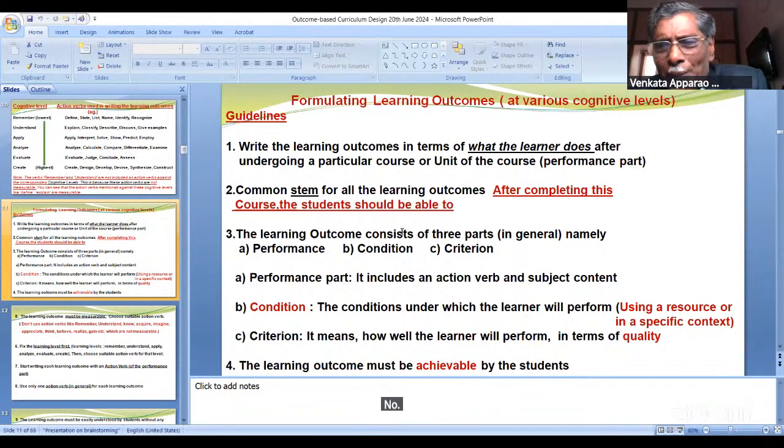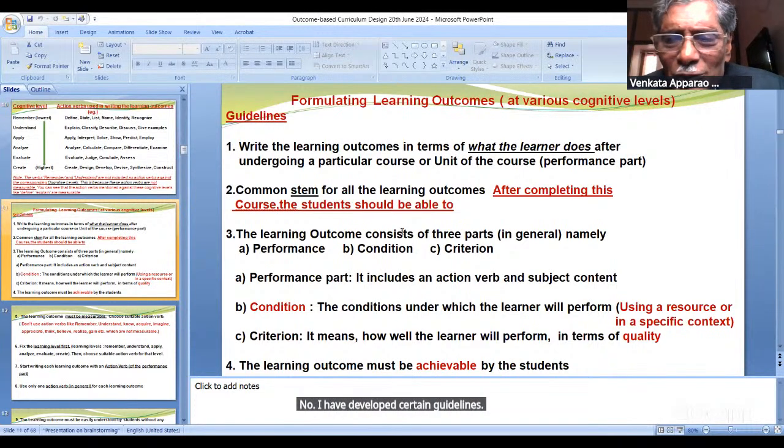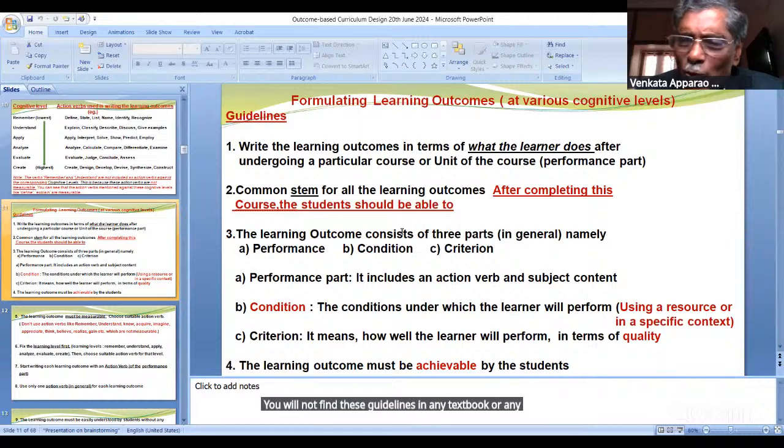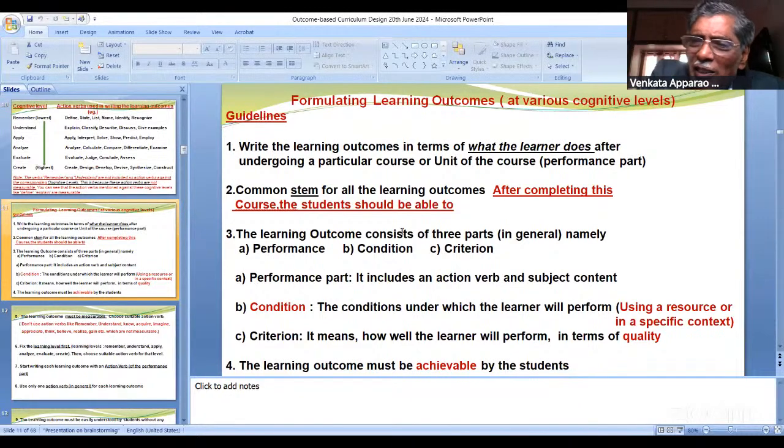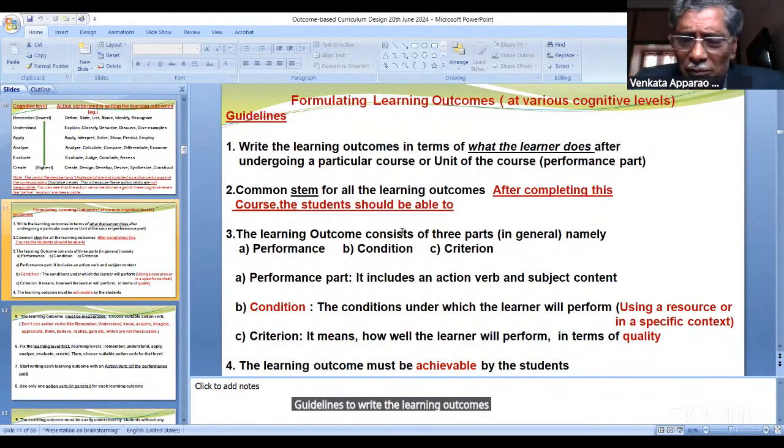Now, I have developed certain guidelines. You will not find these guidelines in any textbook or on the internet, except in my own video published on YouTube. Guidelines to write the learning outcomes for any course.